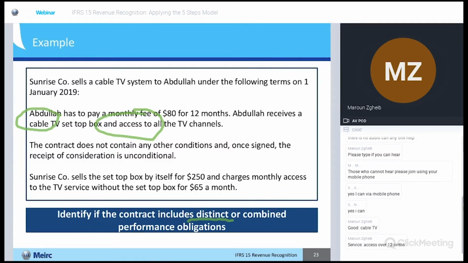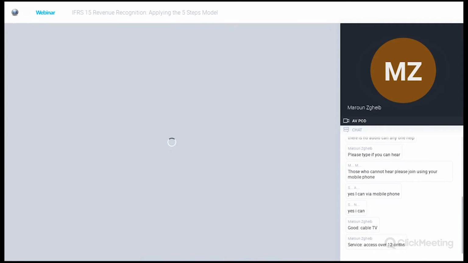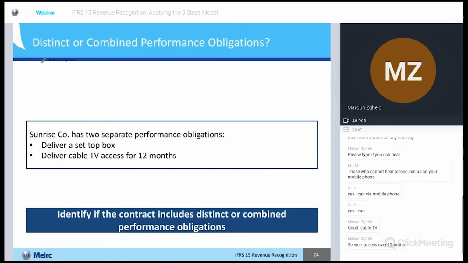This point is very crucial and important in the revenue recognition standard, because once you know if we have 1 performance obligation or 2 or 5, we'll be able to know how to allocate the transaction price to those performance obligations. So here, Sunrise Company has 2 separate performance obligations: 1, delivering a set-top box, which is a good, and 2, delivering cable TV access for 12 months. And by identifying that here we have 2 separate performance obligations, we'll be able later on to allocate the dollar revenue on those 2 separate performance obligations. Okay?